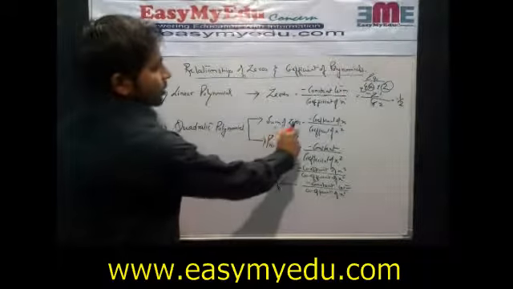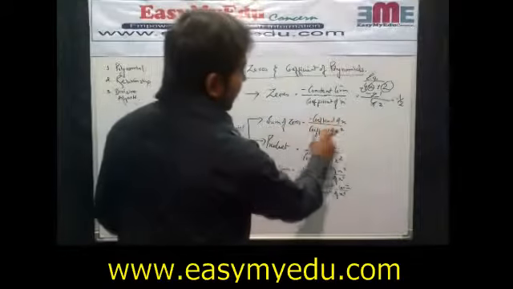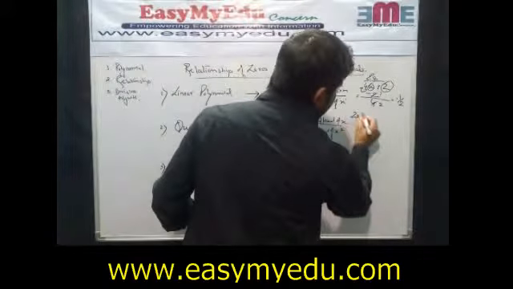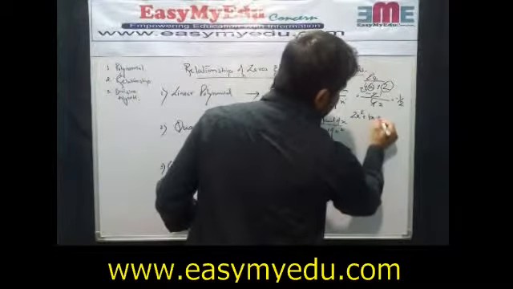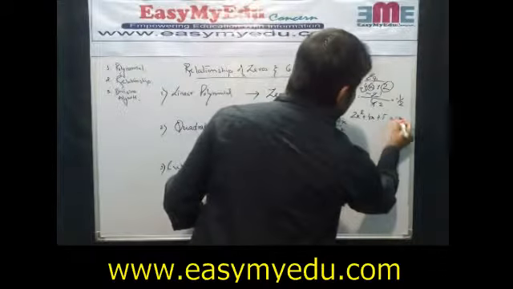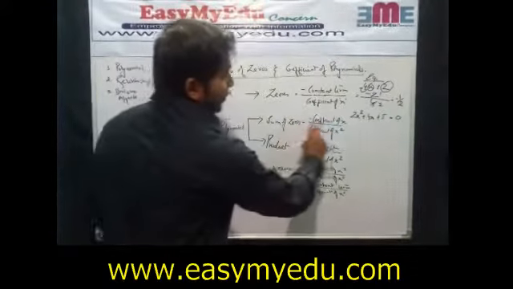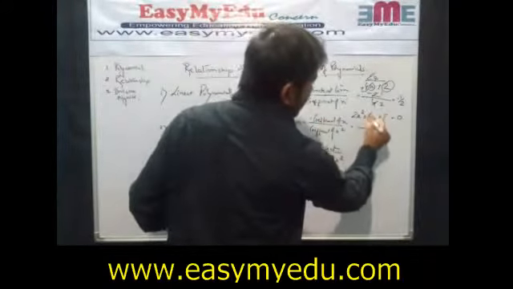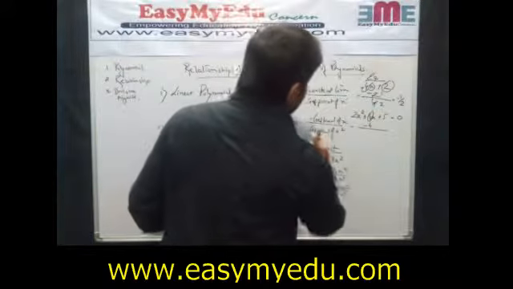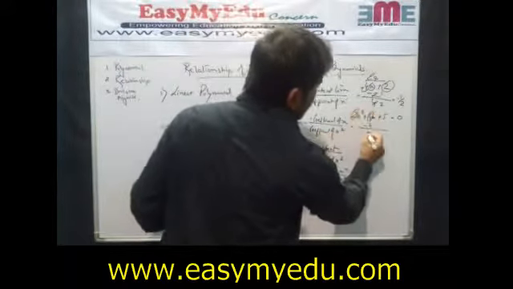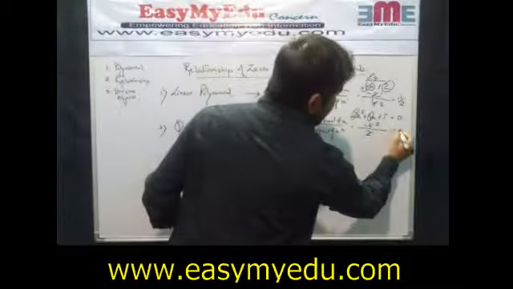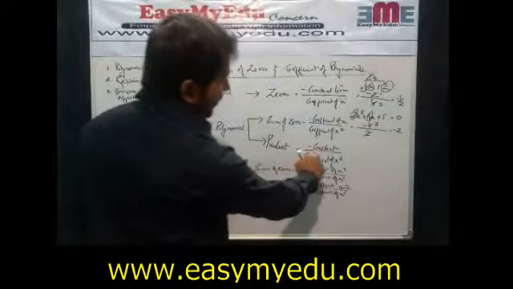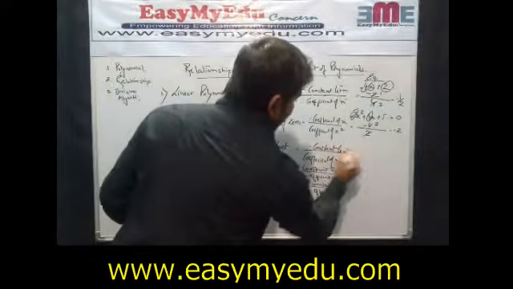The next one is quadratic polynomials. Here the sum of the zeros is equal to minus the coefficient of x by the coefficient of x square. Let's take an example: 2x square plus 4x plus 5 equals 0. Here the sum of the zeros is equal to minus the coefficient of x. The coefficient of x is 4, so minus 4 by the coefficient of x square, which is 2. Here comes minus 2.